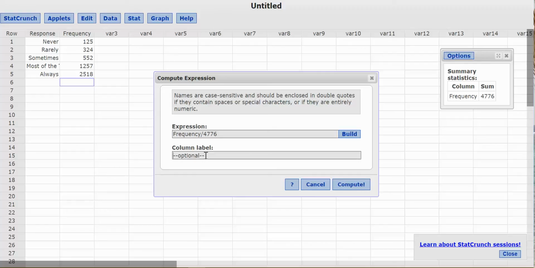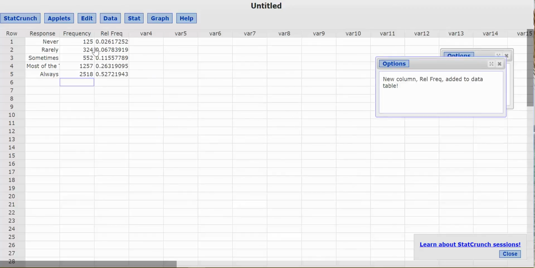And I'm going to go ahead and label the column relative frequency. I hit Compute, and you can see that it returns the relative, or the decimal value, right, for the number of occurrences that never was the response. And this is how we're going to create a relative frequency table based on summary data that was given.